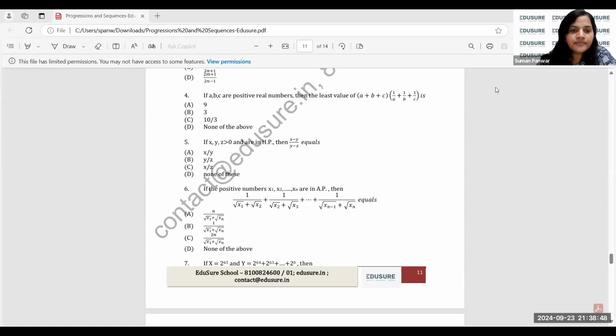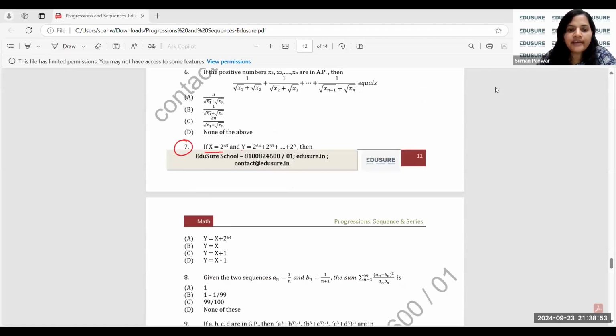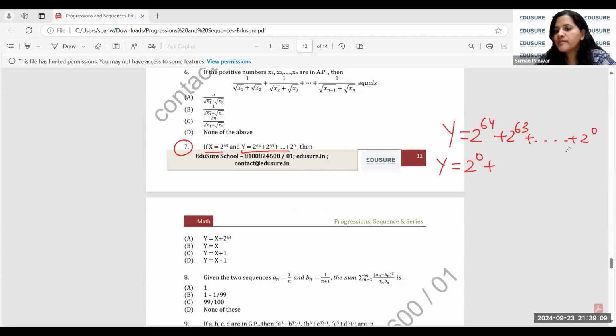Question number 7. If x is equal to 2 raised to the power 65 and y is equal to this, then, okay, so just look at y. y equals 2 raised to the power 64 plus 2 raised to the power 63 till 2 raised to the power 0. उल्टा लिख लेते हैं. 2 raised to the power 0 plus 2 raised to the power 1 plus 2 raised to the power 2 till 2 raised to the power 64.